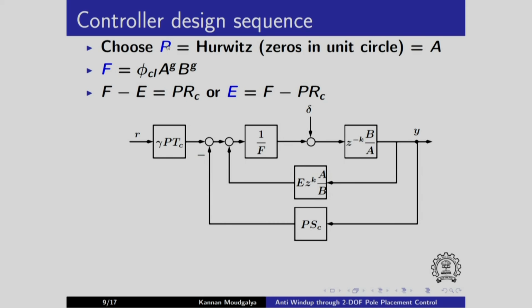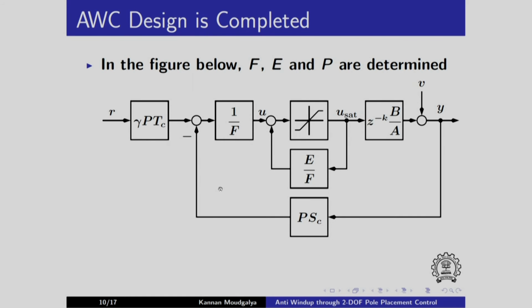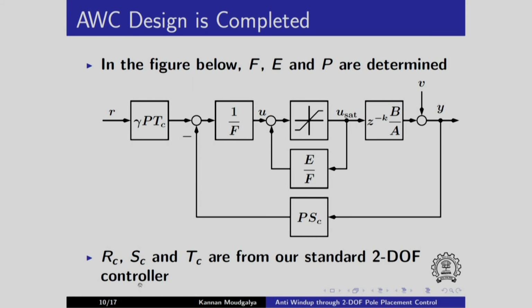We have got expressions for P, F and E. So P, F and E are the unknowns here, and we have come up with a procedure to assign values to these. And then we obtain this T delta, which is well behaved. So our AWC design is complete. In the figure below, F, E and P are determined. This is our anti-windup control law. RC, SC, TC are from our standard 2 DOF controller that we have been explaining in this week.